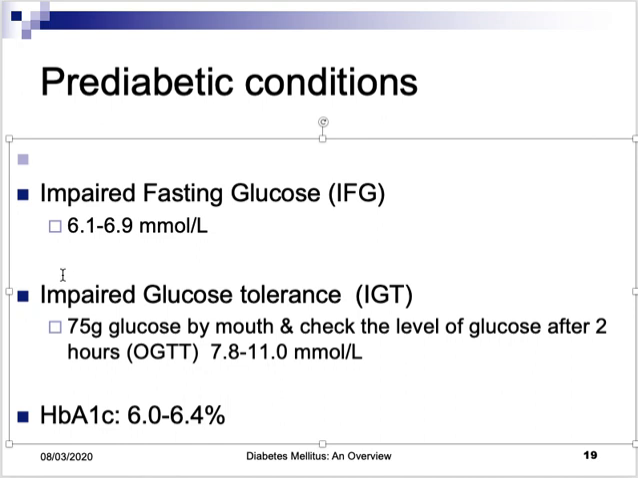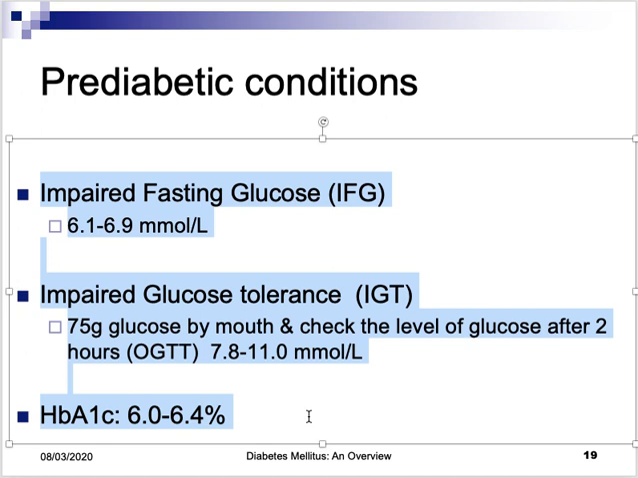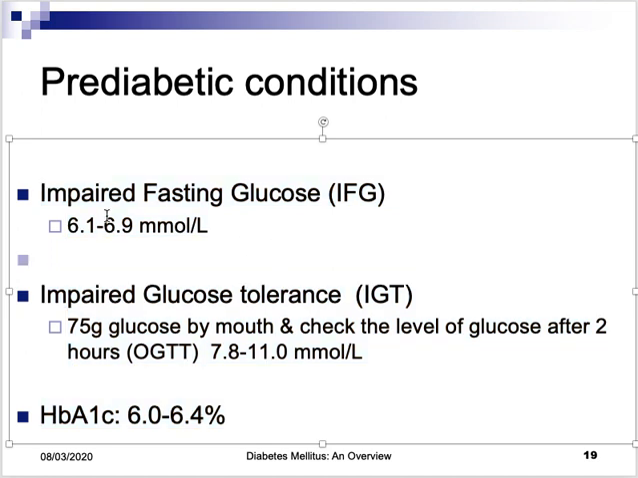Because many of the people, first of all, develop this condition. Okay, so either they develop impaired fasting glucose or impaired glucose tolerance. Anyone who has these values coming out in their blood has a higher chance to develop diabetes.